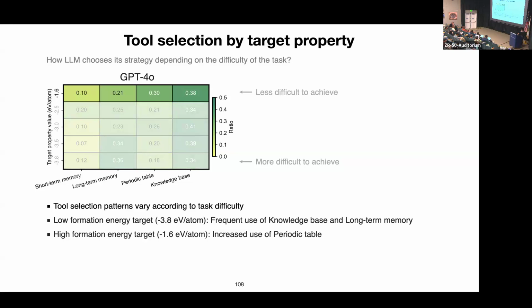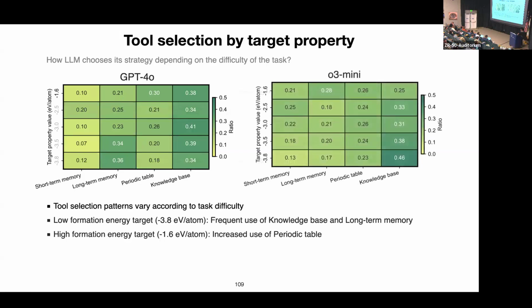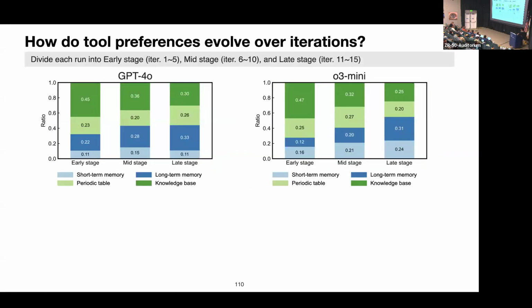So basically, we want to show that the tool selection patterns vary based on the different difficulties. For challenging tasks, it may select different tools than for tasks with easier difficulty levels. And also during the stages, the tool preference changes, which means this is an iterative process. Let's say iterations 1 to 5 are the early stage, 6 to 10 the mid stage, and 11 to 15 the late stage. During this process, it relies less and less on the knowledge base and more on the memories, and so on.